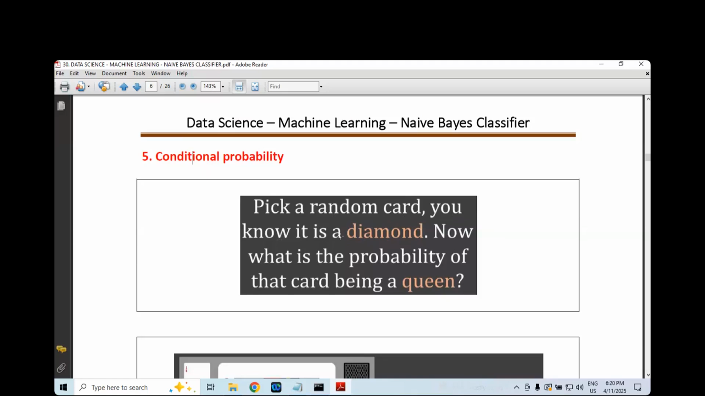Pick a random card and it is a diamond. Now here is the story. What is the probability of that card being a queen? You are picking the card, checking the probability, and in between you are applying a condition, which is so-called conditional probability.